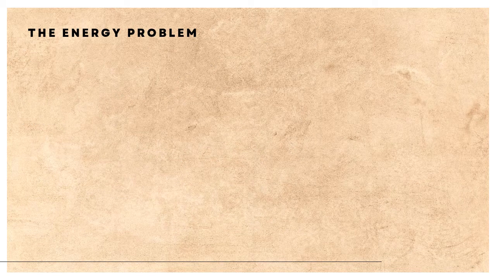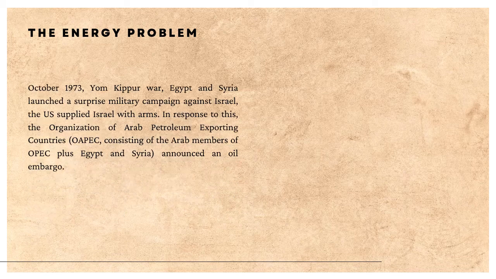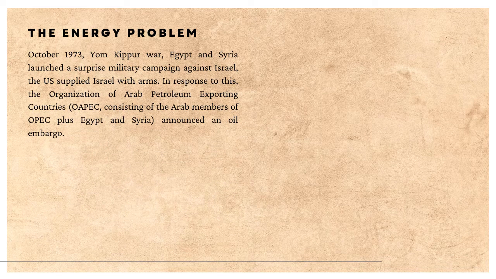Moving on to the energy problem. In October 1973, also known as the Yom Kippur War, Egypt and Syria launched a surprise military campaign against Israel, and the US supplied Israel with arms or weapons.